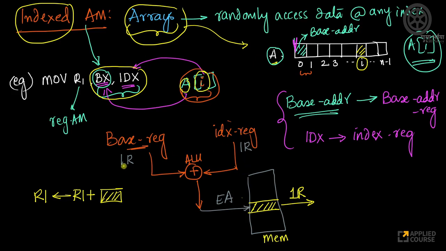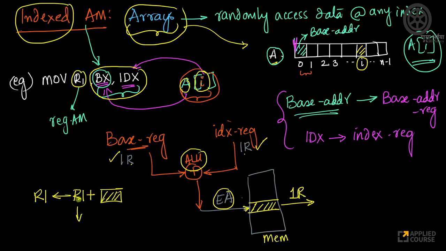They both are added, and to add them we need to read once from the base register, read once from the index register, and perform the addition using the arithmetic logic unit to get the effective address. The effective address tells me where I have to go in the main memory. From here I'll perform one read. So here what do you have? You have two register reads and one memory read.